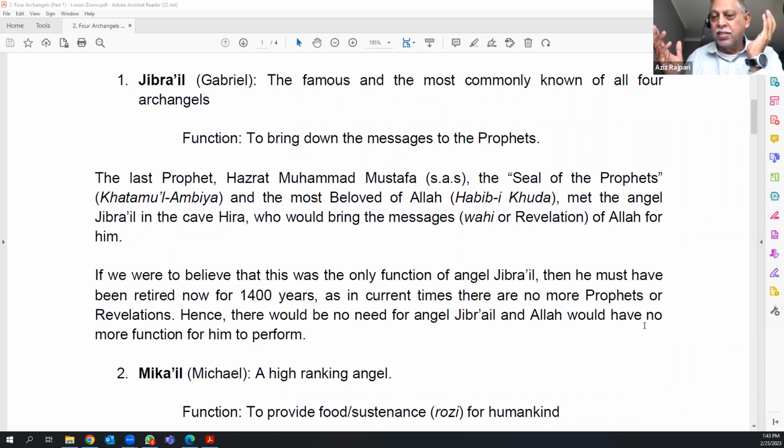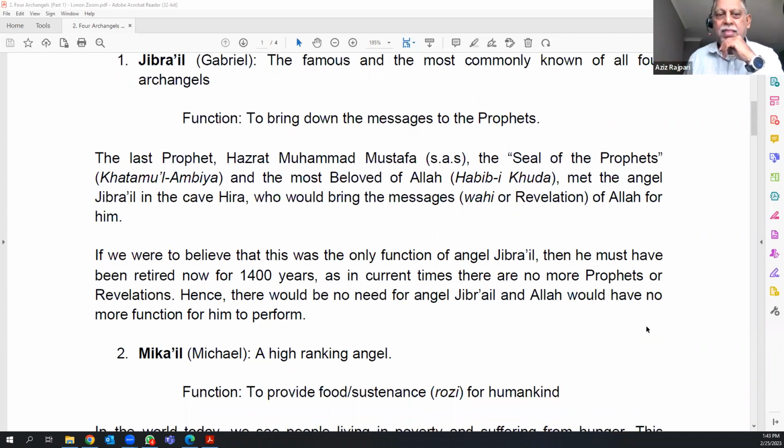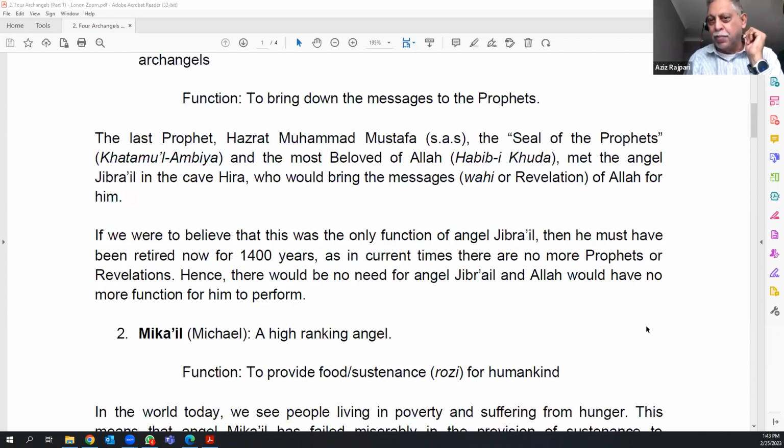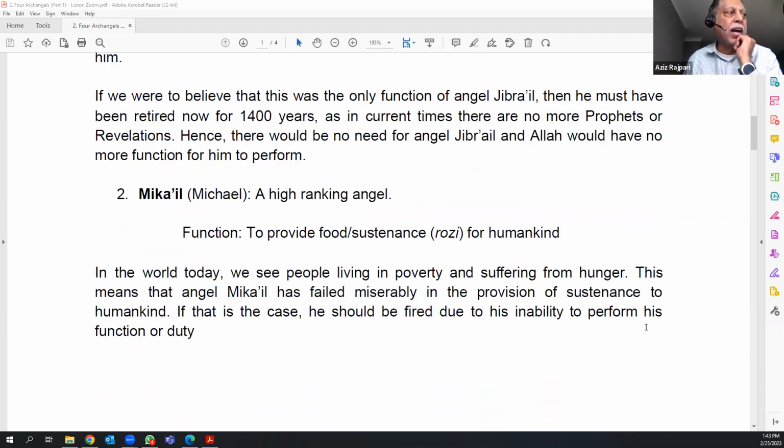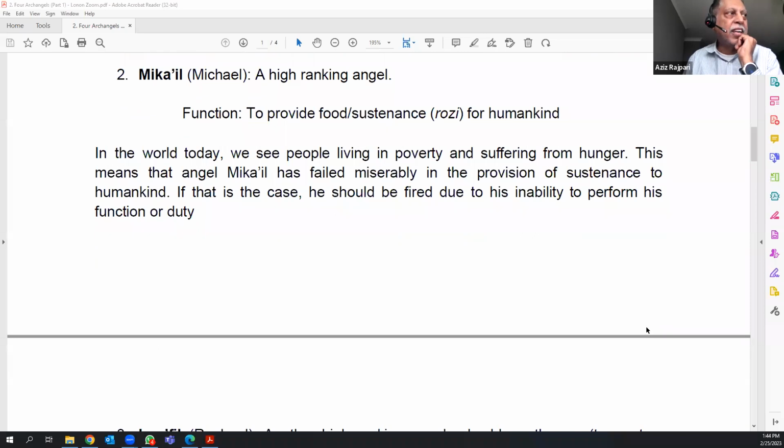Did we ever wonder what this angel is doing now for 1400 years? You keep thinking of that, we'll come back to that. Michael, the second angel, a high-ranking angel, function to provide food and sustenance, rizq, for the humankind.